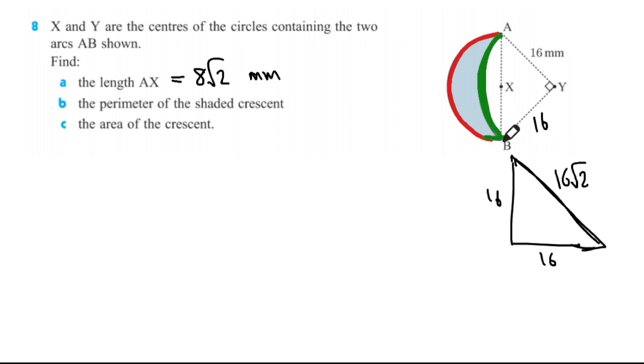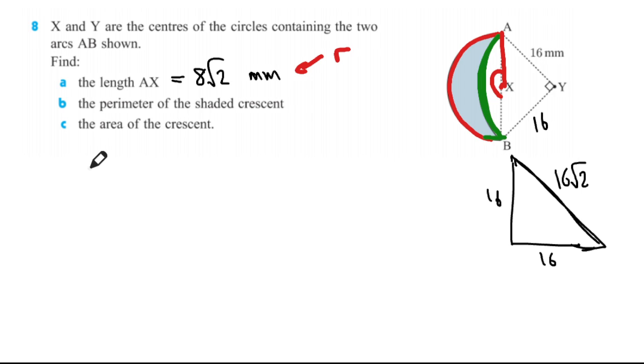Okay, let's do the red one first. The red one has the center here. The angle is 180, and the radius is this distance AX here. This is the red radius.